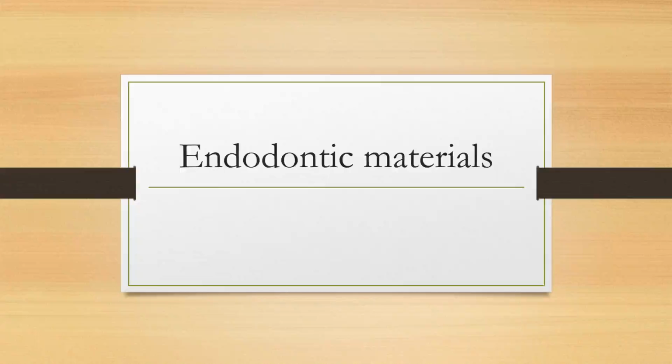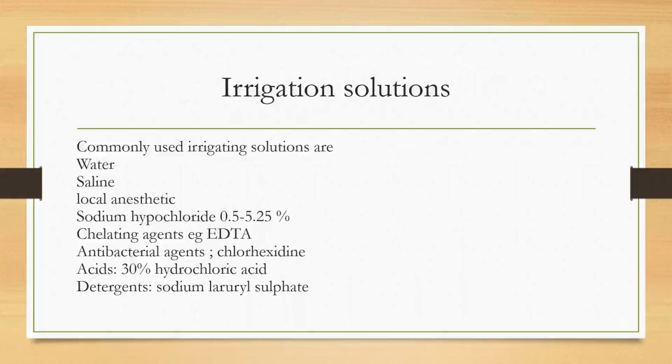Now we move on to endodontic materials. That's our last section of dental materials for this section, for part 1. We have part 2 in the next lecture. So for the endodontic, we've got irrigation solutions. These endodontic materials are used for root canal treatment. I am sure all of us are familiar with root canal treatment. For this one, we have irrigation solutions.